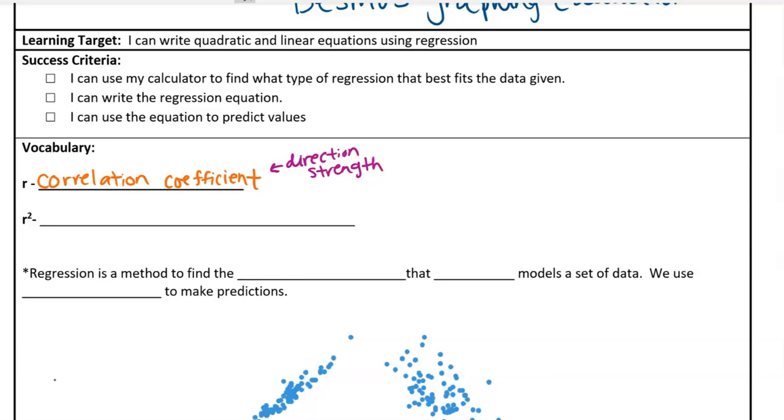Now R squared represents the coefficient of determination. Coefficient of determination. And this represents the goodness of a model. And we'll talk about that in a second. Goodness of a model.